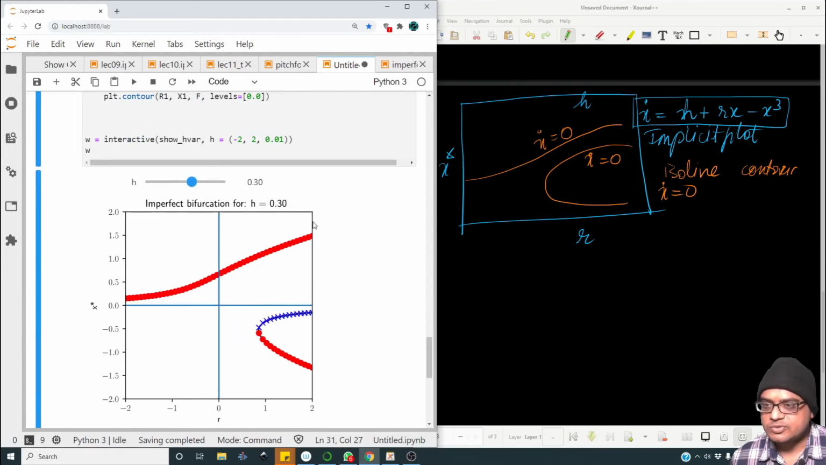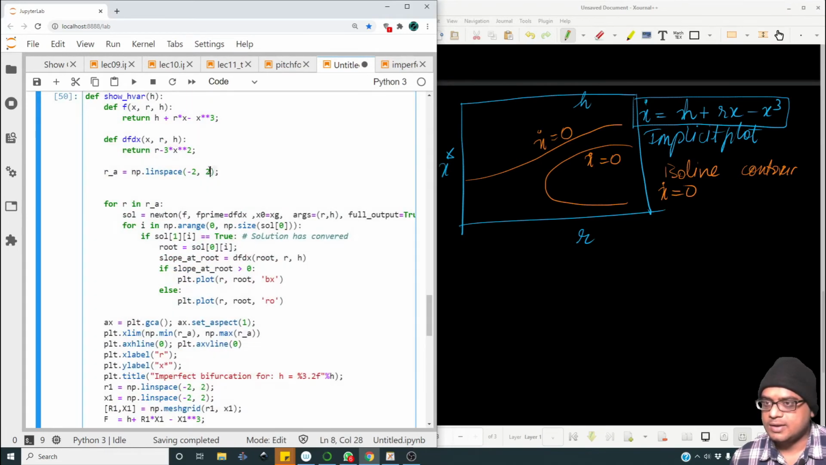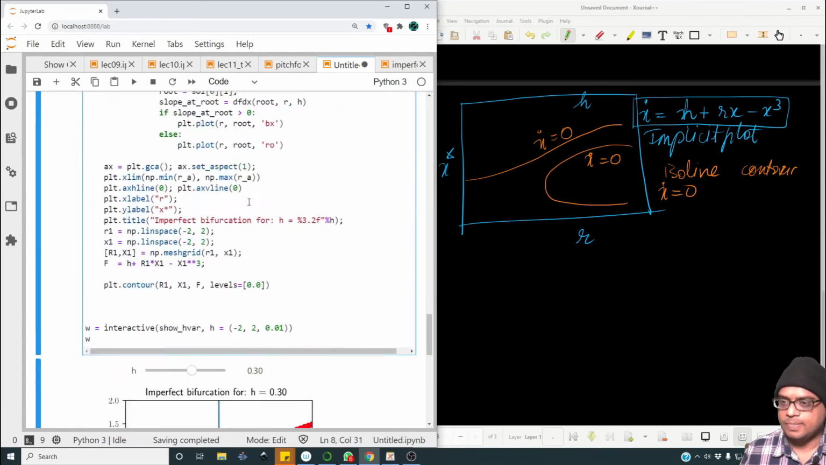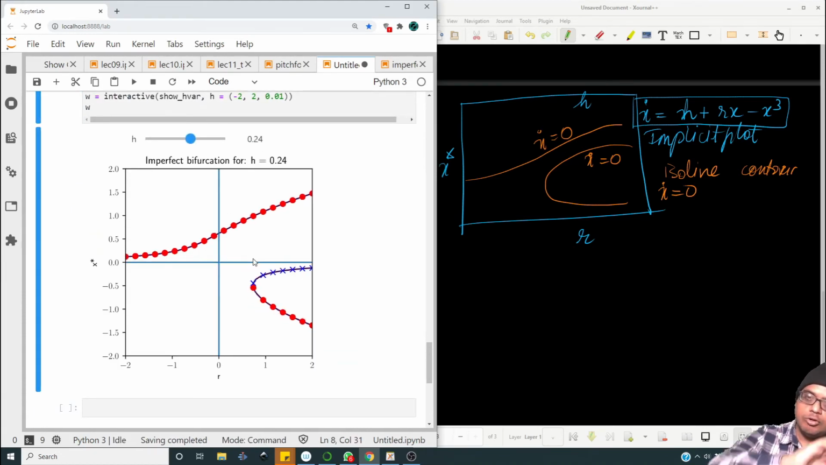Okay, so let me reduce the number of points we have in the RA so that we can clearly see the overlapping of the two things. So let me just make 20. Okay, so let me run this. Okay, great. So now we can see how the contour lines and the stability and the instability of the points are reflected in a single plot.